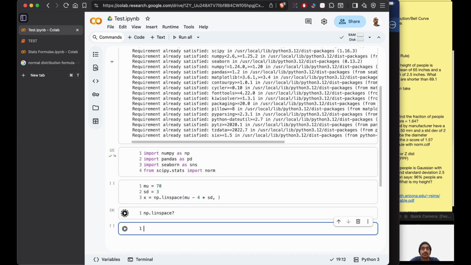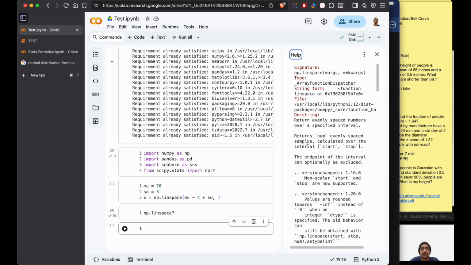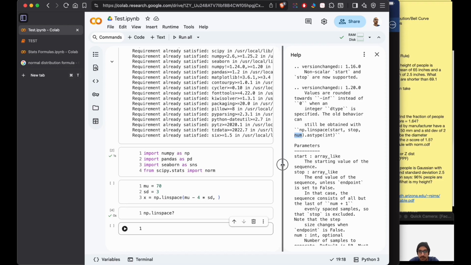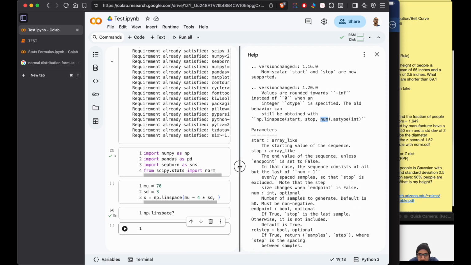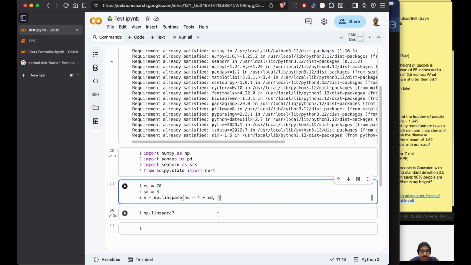Something seems wrong. It's not linspace. Oh, it is linspace. So I'll be taking start, stop, and the number of samples to generate. I'll take mu plus 4 times st, comma 100.